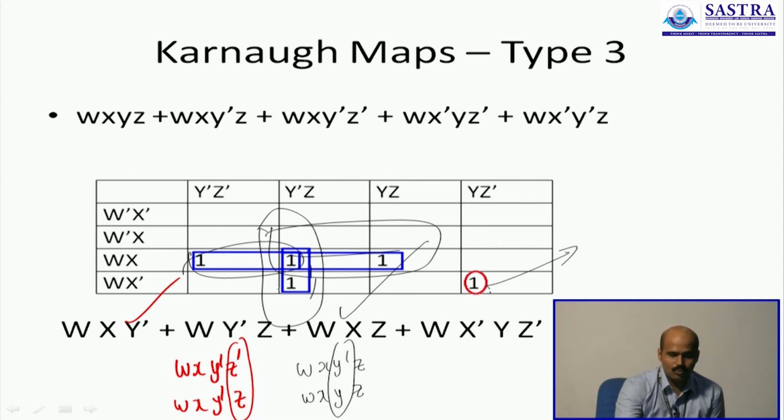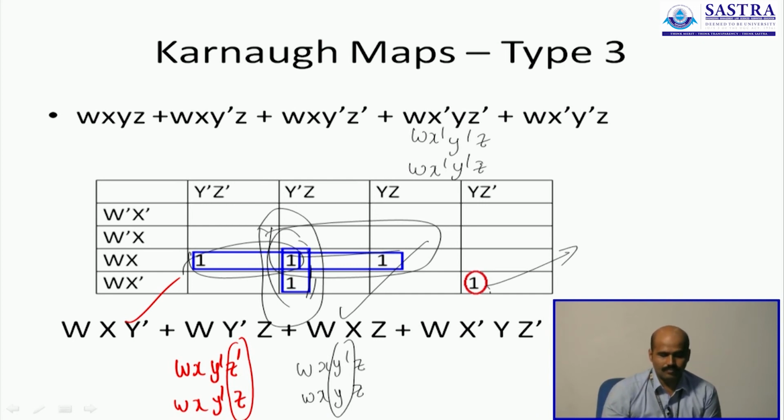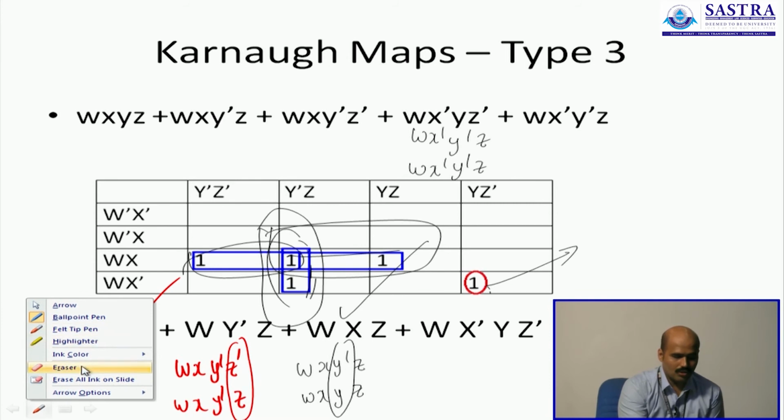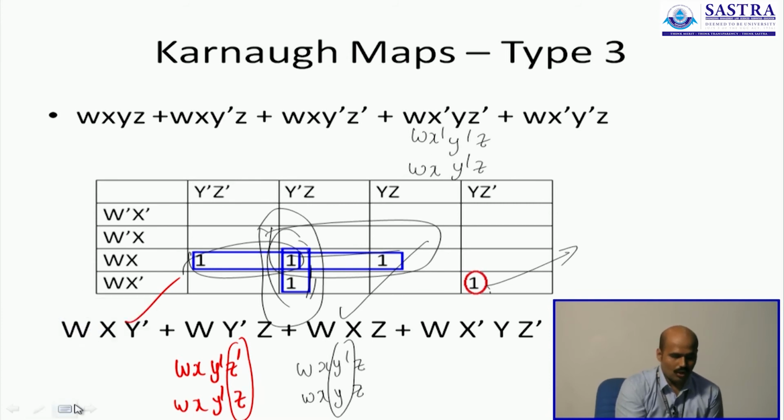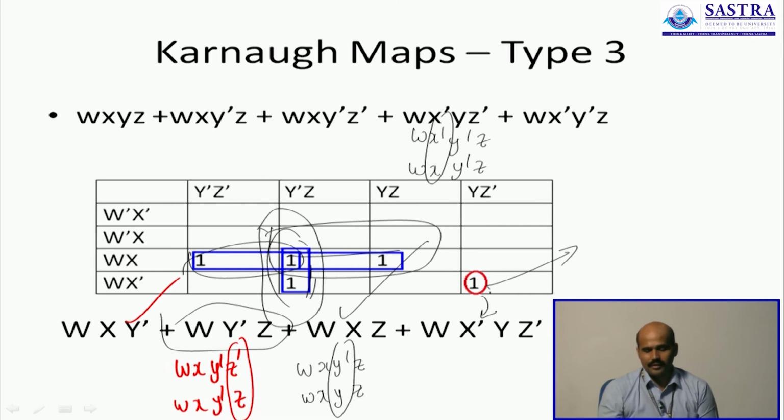When you talk about this one, the vertical set of 2 ones, I'll have wx bar y bar z paired up with wx bar y bar z again. X is not in its complement state, so whatever is not common can be chopped off. The not common part is x, so w y bar z is retained, and this term is written as it is because it's isolated. You can't group it with any other term.